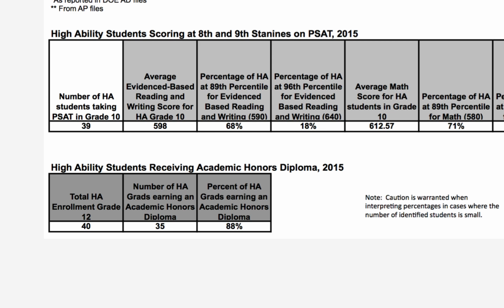So the data card can provide us good information that kind of tells a story of what's going on in the district in terms of identification and performance at the elementary all the way through the high school level. And it can help us, again, not in a punitive way, but to help guide suggestions for program improvement in the future.